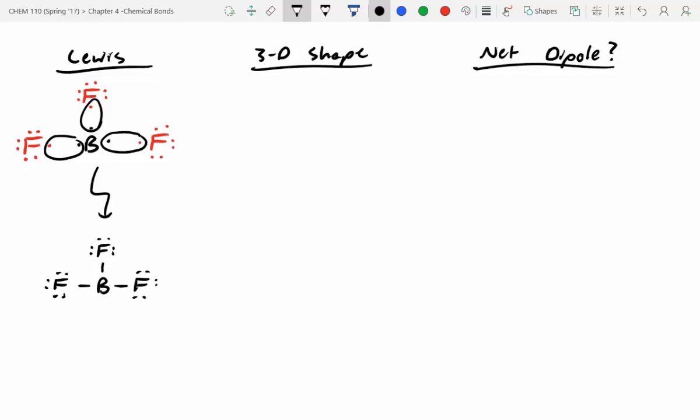All right, now we need to determine its three-dimensional shape. So when I'm looking at boron, how many bonded atoms plus lone pairs do we have? Just 3. There are no lone pairs on boron, right? So what electronic geometry would it be? Yeah, trigonal planar. And then its overall shape would be what? Trigonal planar too. So sometimes you run into that situation where it matches.